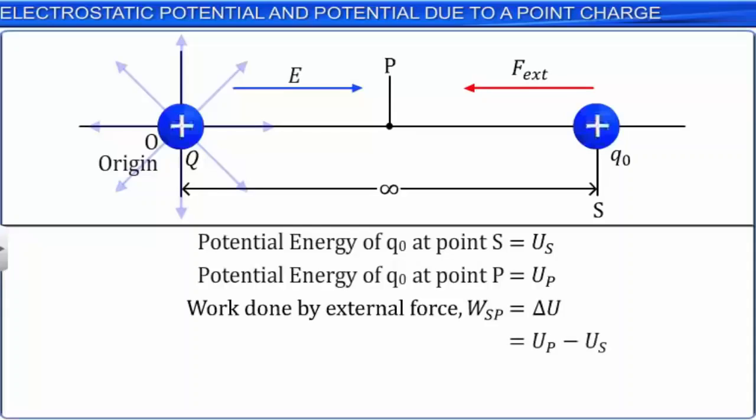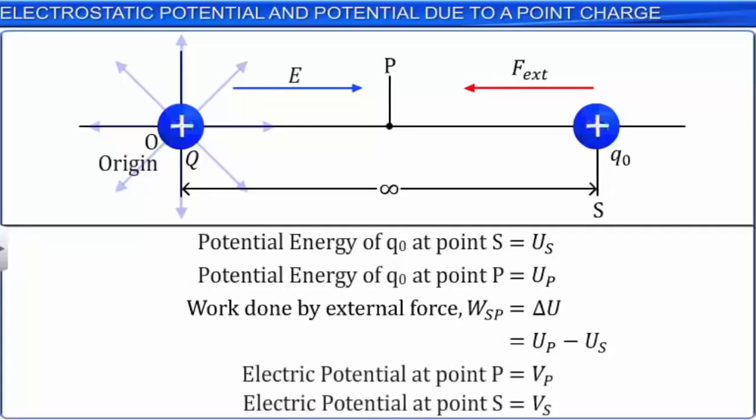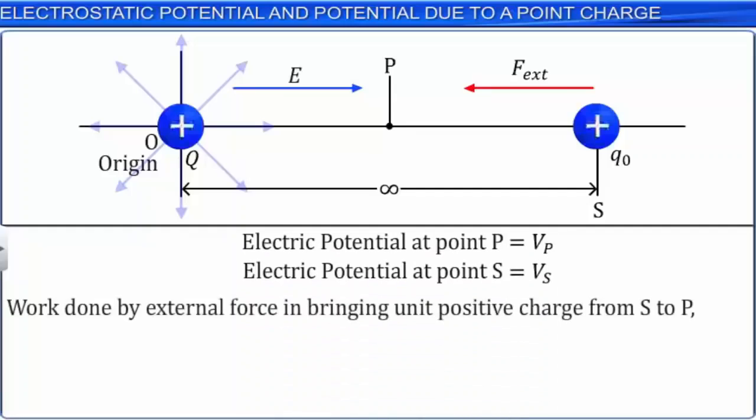If Vp and Vs denote the electric potentials at points P and S respectively, then the work done by the external force to bring the unit positive charge from S to P is equal to Vp minus Vs, which is in turn equal to (UP minus US) by Q0.